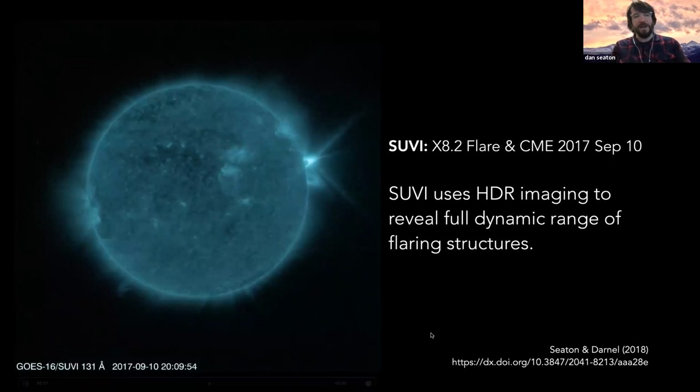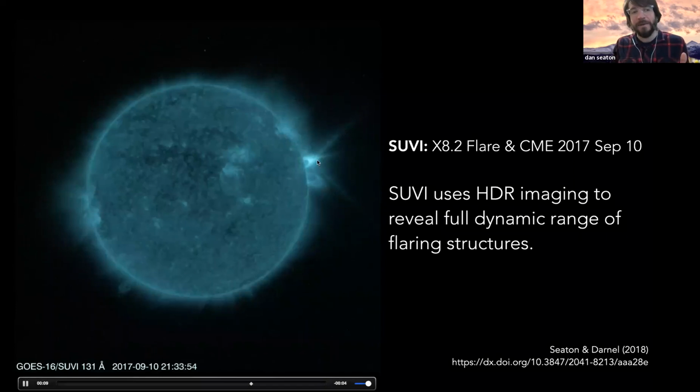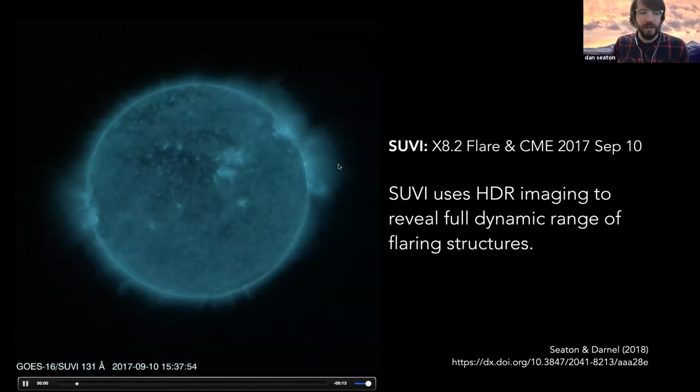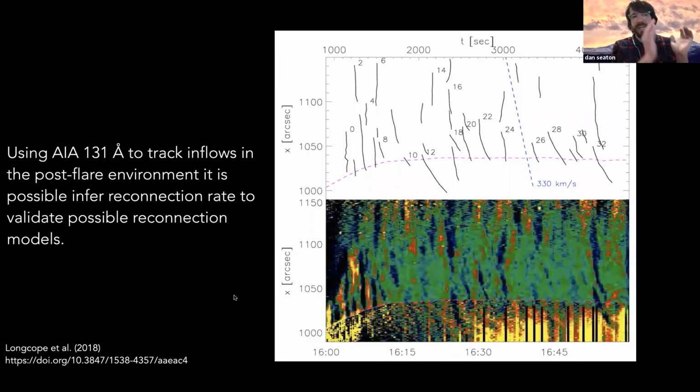And there's been a whole bunch of nice work analyzing the dynamics here, the properties of this eruption and how it connects to reconnection. Dana Longcope has a really nice paper using AIA data where they made height-time diagrams along this structure and tracked a whole bunch of inflows, and were able to infer the reconnection rate, validate and invalidate some potential models of reconnection, and show that the reconnection that happened in this event was pretty patchy and bursty and not just the steady Sweet-Parker paradigm that people looked at for a long time.